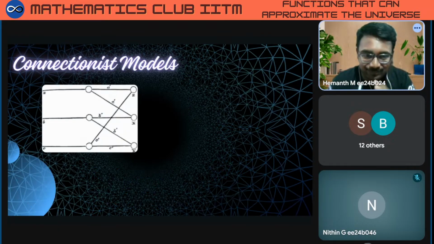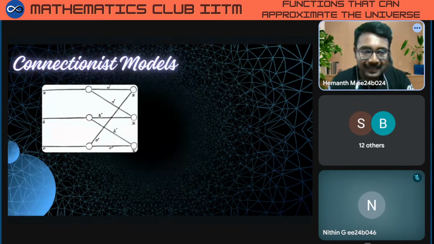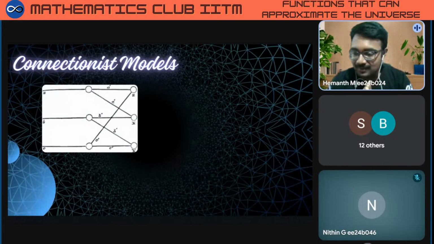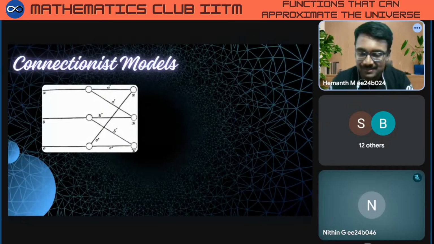And now let's come back to connectionist models. So basically, he came up with such models where he had connected these neurons in such a fashion. The most important thing to note here is that the output Z will fire only when A and C fire. X will fire when A and B fire. Y will fire when B and C fire. So this network is capable of giving different outputs for different input combinations.